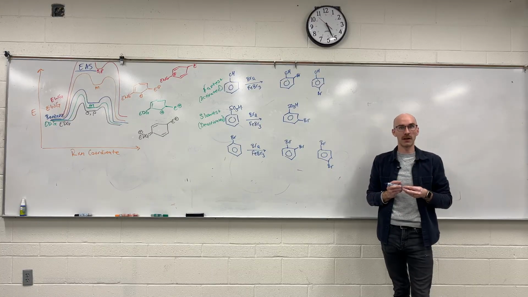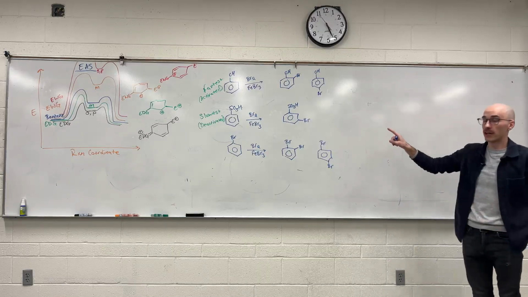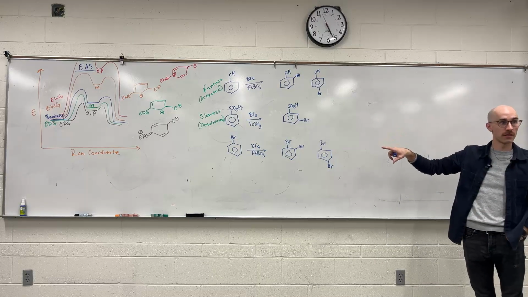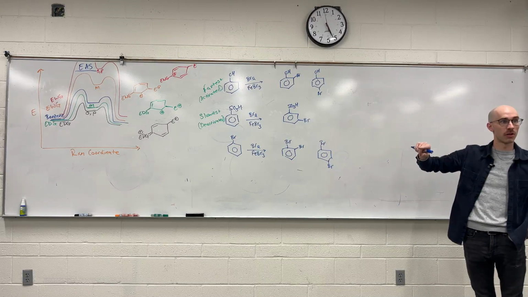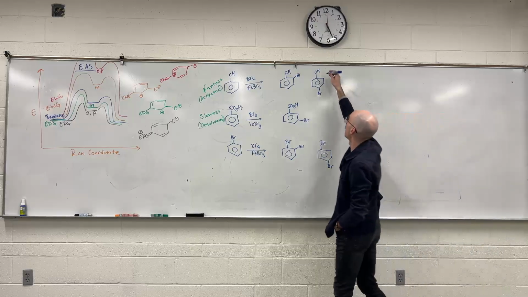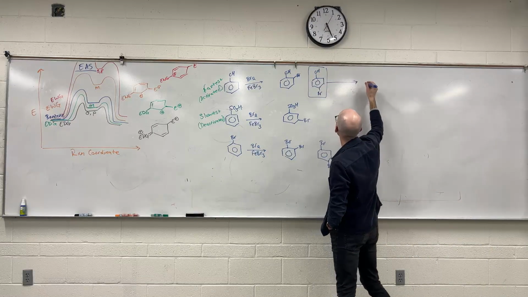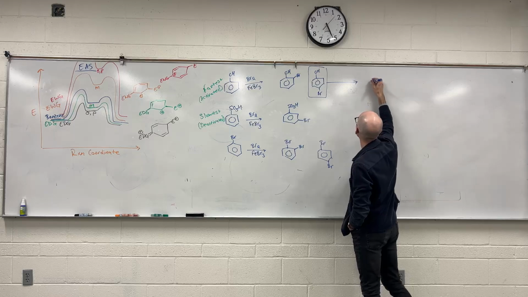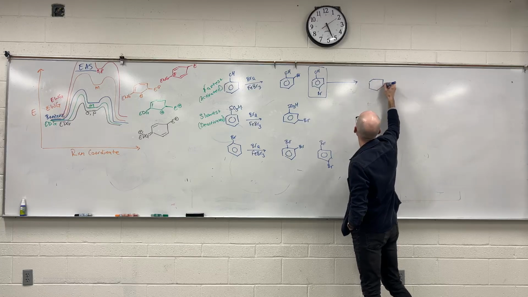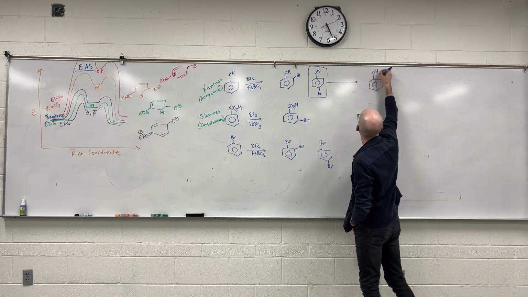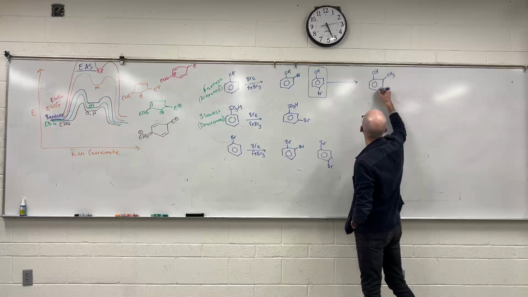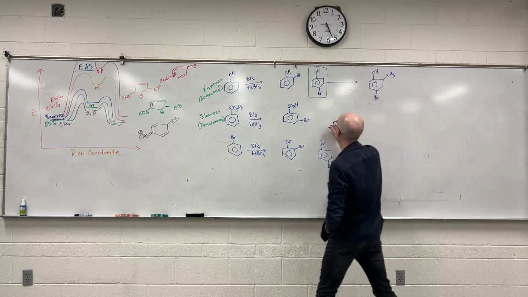All right, here's the deal. I want us to do a little bit more practice. We're going to take the products that we formed, and we're going to do some more predictions. So I want you to take this para-substituted product, and I would like you to give me a reagent that produces this compound.